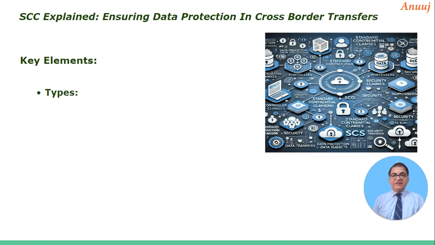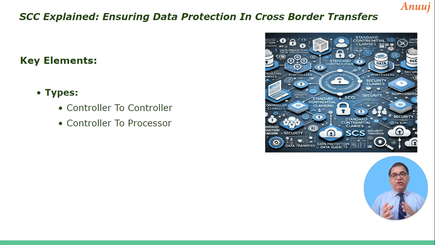The key elements are that it's of two types. One is when you are moving the data from one controller to another controller, so a European controller to a non-European controller. It could be like you're using a cloud service provider outside Europe when you are yourself a European company. In that case, European personal information is being transferred to outside Europe. So that's a controller to controller kind of SCC. And then you have controller to processor, where the controller resides in a European nation and sends the data out to a non-European third-party vendor to process the data and get the desired results out of the processing of that personal information.